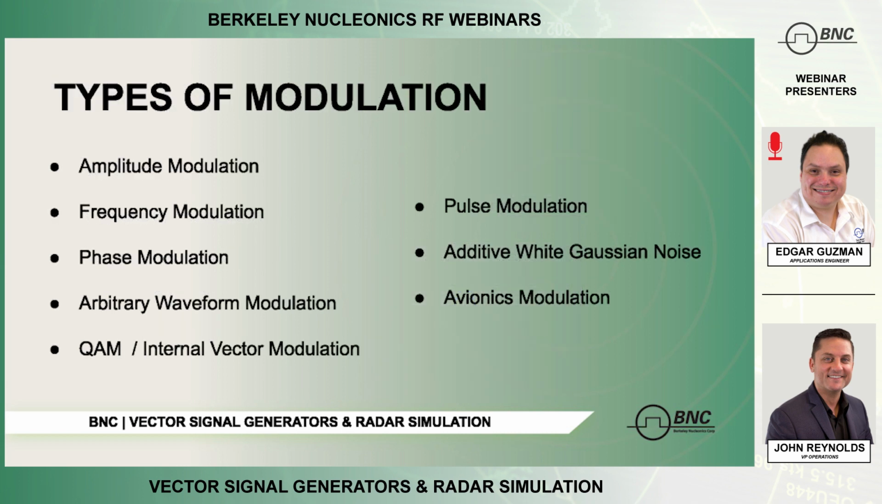So as I said, there are different types of modulations that a vector signal generator can do. We have the standards: amplitude, frequency, phase. We can also do arbitrary waveform modulation, as we're able to put complex signals into our IQ streams. We're able to do some communication protocols, QAM. I know on our vector signal generator we have QAM built in. I don't recall how high it goes.